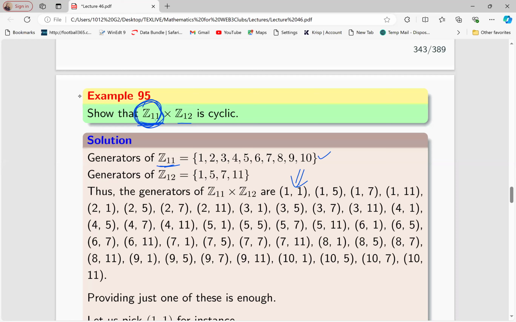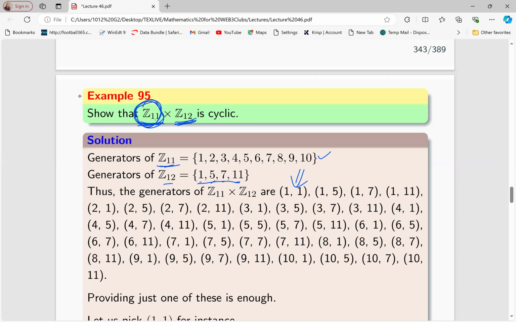What about the generators of Z12? These are elements which are relatively prime to 12. They are 1, 5, 7, and 11. 3 is not, and 2 is not, and 4 is not. So these are the only elements which are relatively prime to 12.